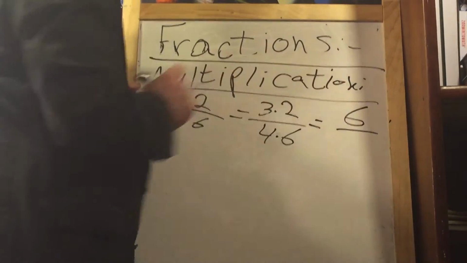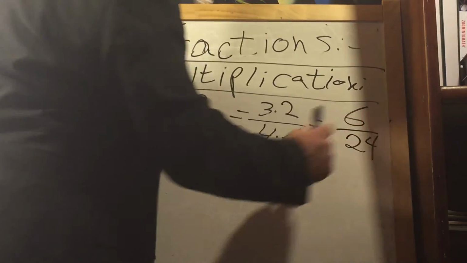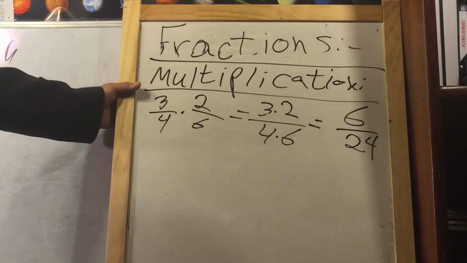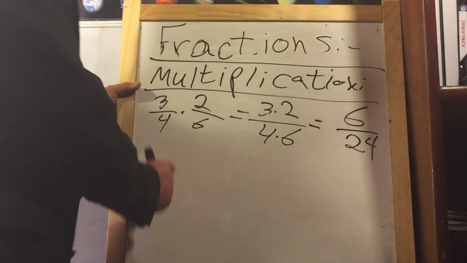3 times 2 is 6. And 4 times 6 is 24. And that's your answer. 6 divided by 24. That's the answer. Another example.